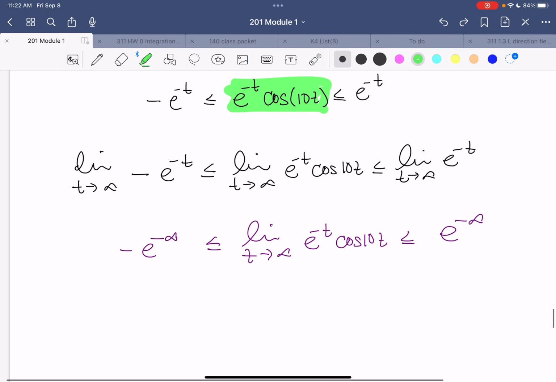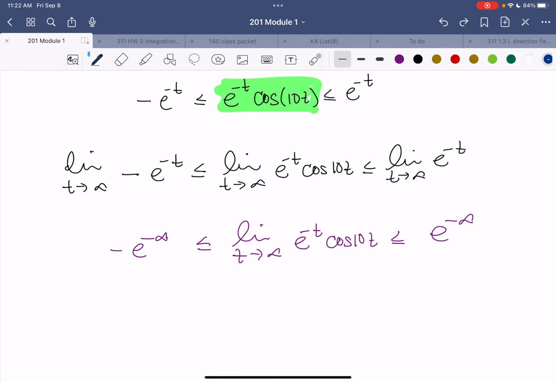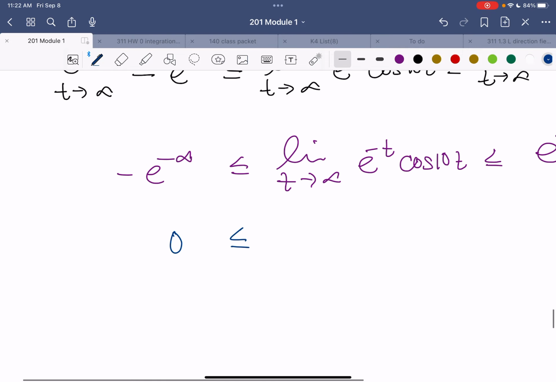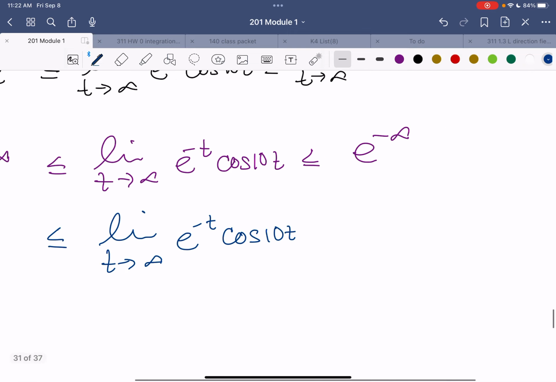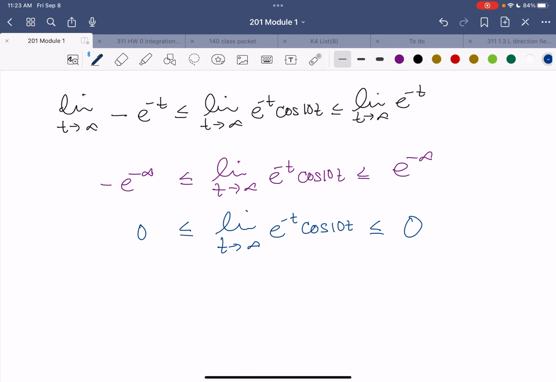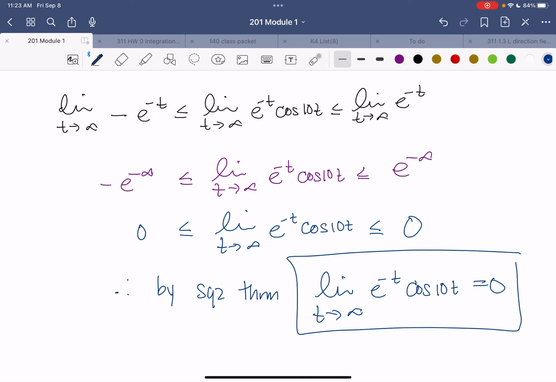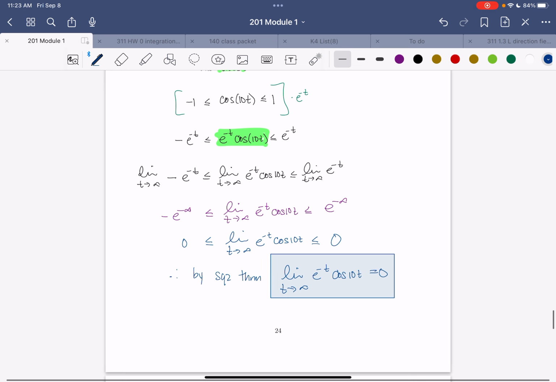So that means that on the left here, I have negative 0, and negative 0 is just 0. I keep my limit in the middle. And the one over here, e to the negative infinity, is 0. We just showed that. So take a look what happens. My limit then has to be bigger than or equal to 0 and smaller than or equal to 0. So the only option by squeeze theorem is that my limit, the limit as t goes to infinity of e to the negative t cosine 10t, has to be equal to 0. Because it's pinned between two zeros.